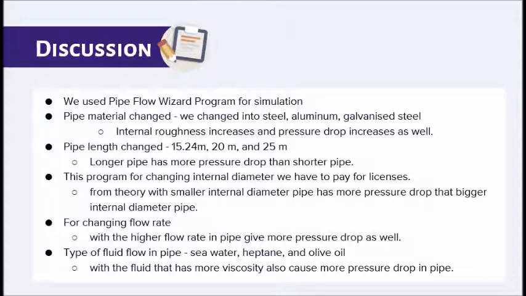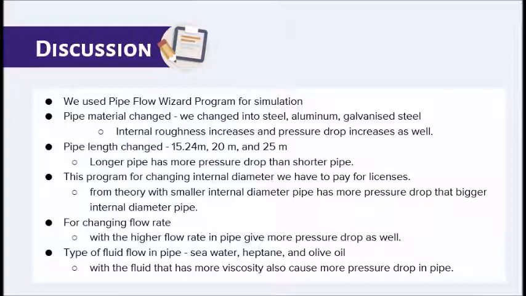For the discussion part, because of the COVID-19 situation, we cannot do this experiment in the laboratory, so we have to use the Pipe4 program for simulation instead. The thing that we consider is pressure drop, and we consider 5 factors that affect the pressure drop. The first one is pipe material, the second one is pipe length, the third one is internal diameter of the pipe, the fourth one is the flow rate in the pipe, and the last one is the fluid flowing in the pipe. So let's begin with the first factor.